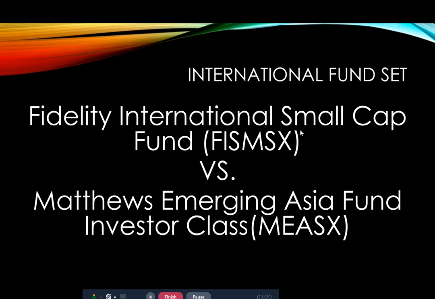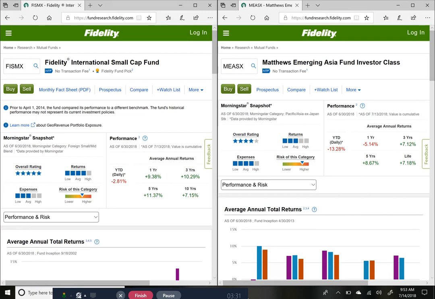We've got the Fidelity International Small Cap Fund versus the Matthews Emerging Asia Investor Class Fund. So let's move over to those funds and check those out. On these funds, we're going to be looking at the volatility measures, with a focus on the beta ratio. A beta greater than 1 means that volatility moves with the market, and less than 1 means less volatility than the market. Beta measures sensitivity with respect to the market.